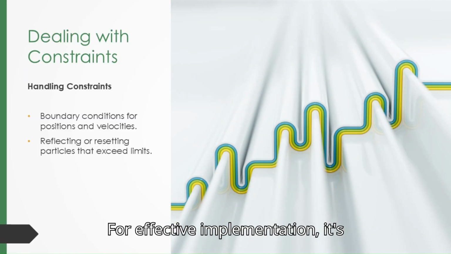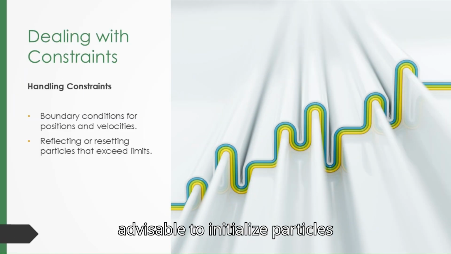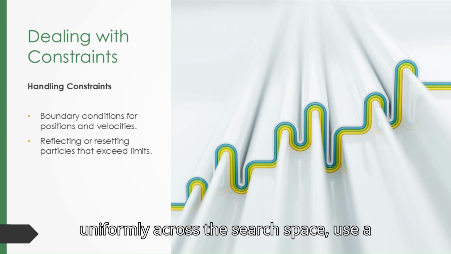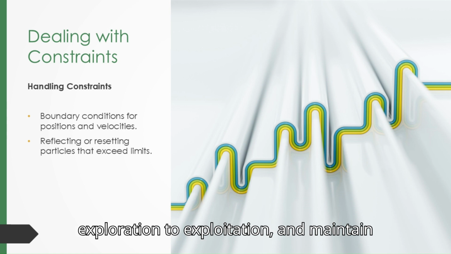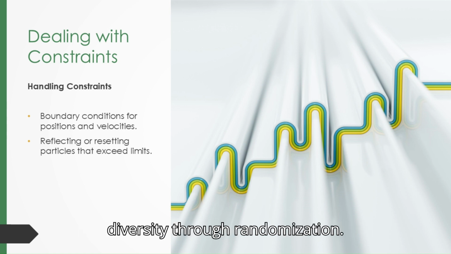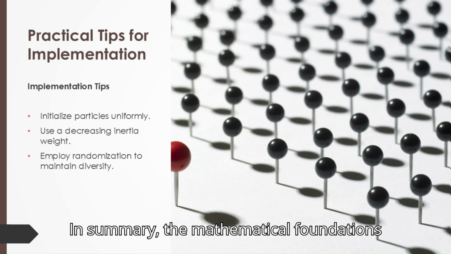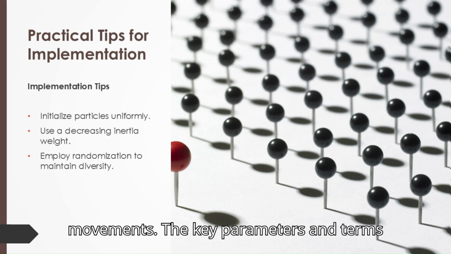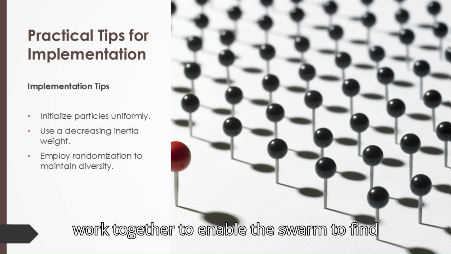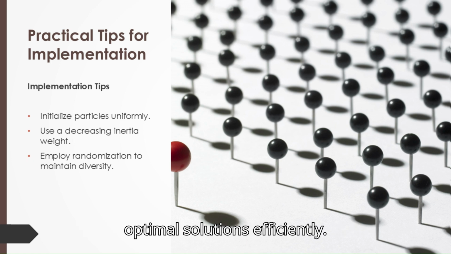For effective implementation, it's advisable to initialize particles uniformly across the search space, use a decreasing inertia weight to shift from exploration to exploitation, and maintain diversity through randomization. In summary, the mathematical foundations of PSO are built on straightforward equations that model the particle's movements. The key parameters and terms work together to enable the swarm to find optimal solutions efficiently.